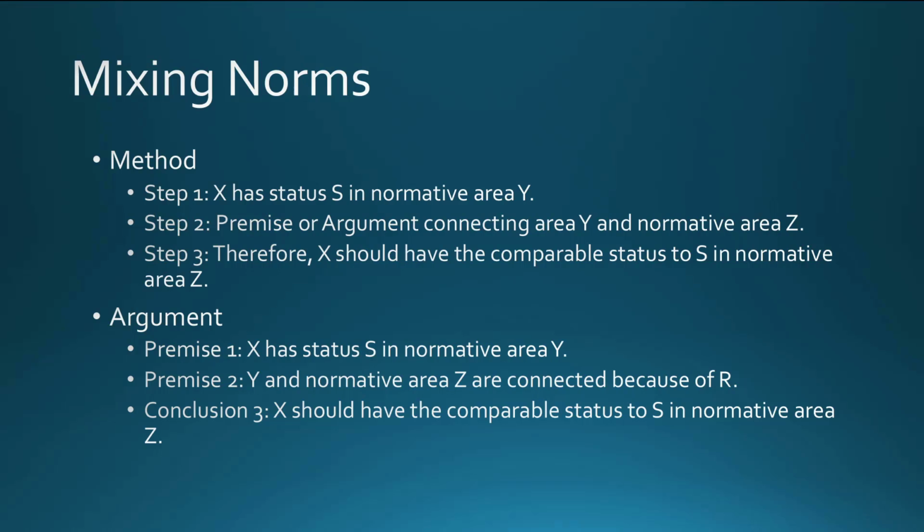Put in formal terms, the first step is to establish that X, whatever you're talking about, has a particular status S in normative area Y. Step 2 is to have a premise or argument that connects area Y to normative area Z. And then the final step is to make the conclusion that therefore X should have the comparable status to S in normative area Z.